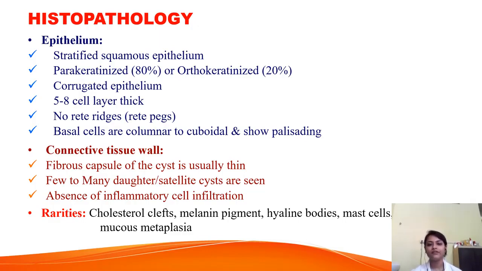Connective tissue: the fibrous capsule of the cyst is usually thin. Many daughter or satellite cysts can be seen, small cysts in the connective tissue. If we are not completely enucleating it, in future it will recur. So if we take the cyst only but not the daughter cysts, again it will recur from them. There is absence of inflammatory cell infiltration. Sometimes, rarely, we will find cholesterol clefts, melanin pigments, hyaline bodies, mast cells, mucous metaplasia.